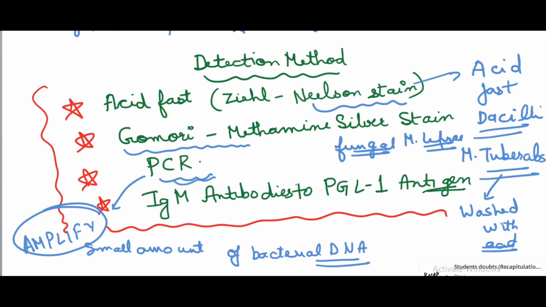So what are some methods that are used to detect Mycobacterium leprae? So these methods are Ziehl-Neelsen staining, Gomori methenamine staining, PCR, and detection of IgM antibodies to the PGL1 antigen.